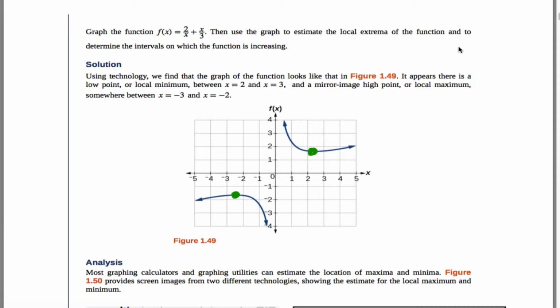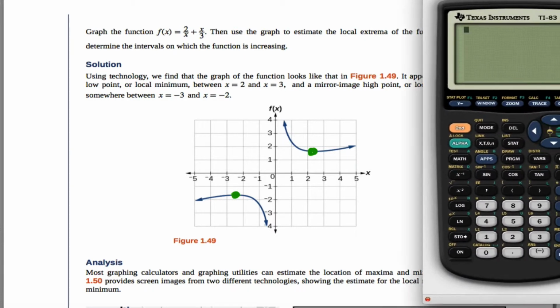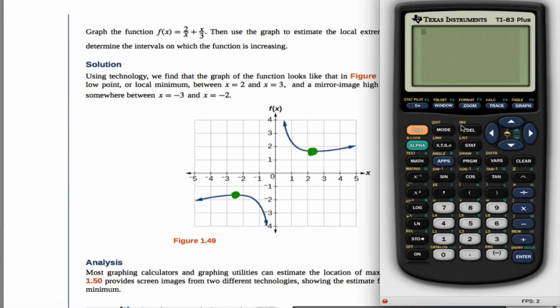So I think the idea with this one is to use technology. Maybe you have a graphing calculator, something that looks like this, and they give us the equation of this function right here. They tell us that this equation is 2 divided by x, so I'll just type this in here, 2 over x, plus x divided by 3. So I'm copying this in here.